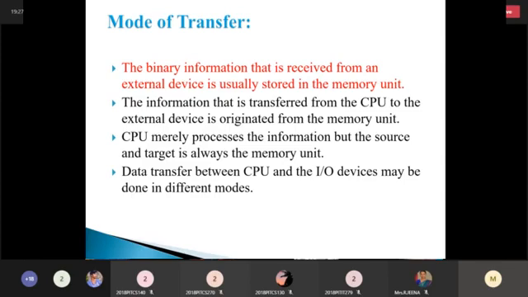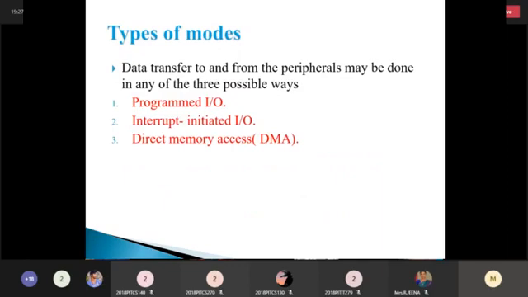So the data transfer between the CPU and the input-output device may be done in different modes. Okay, so what are the modes? The data transfer to and from the peripherals may be done in one of three possible ways. So what are these three possible ways? One is programmed input output, second is interrupt initiated input output, and third is direct memory access, that is using our DMA.